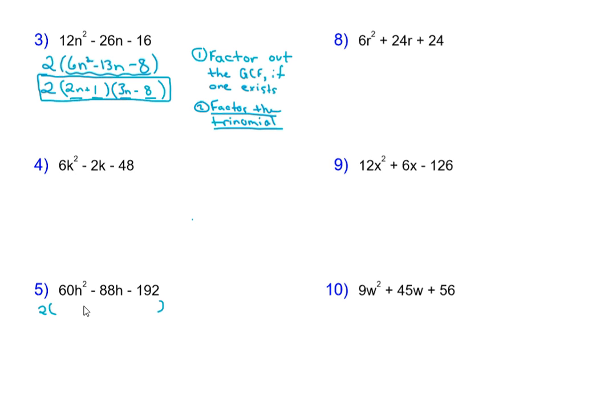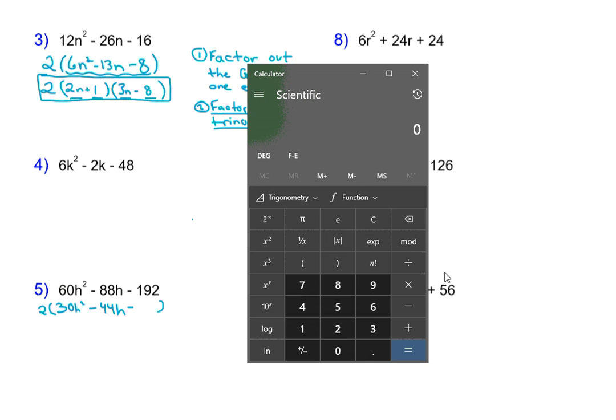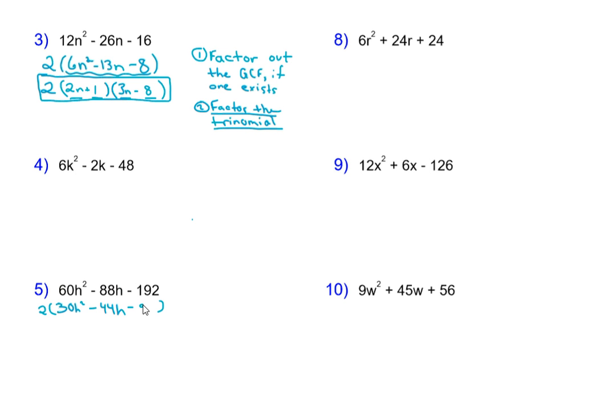So 2 times what gives you 60h squared, and that is 2 times 30h squared. 2 times what gives you negative 88h, and that's negative 44h. And then 2 times what gives you negative 192, and that's a negative, oh, I don't want to get this wrong on video, so I'm just going to pull this up, 96.